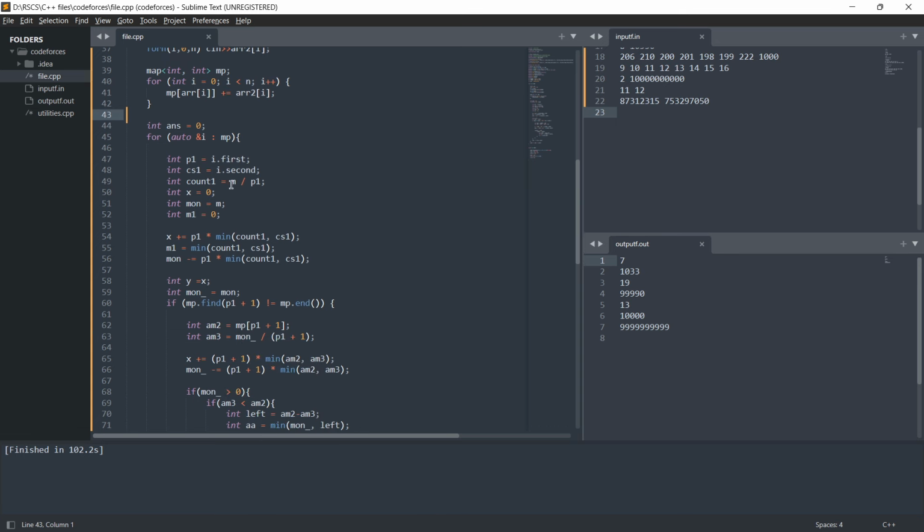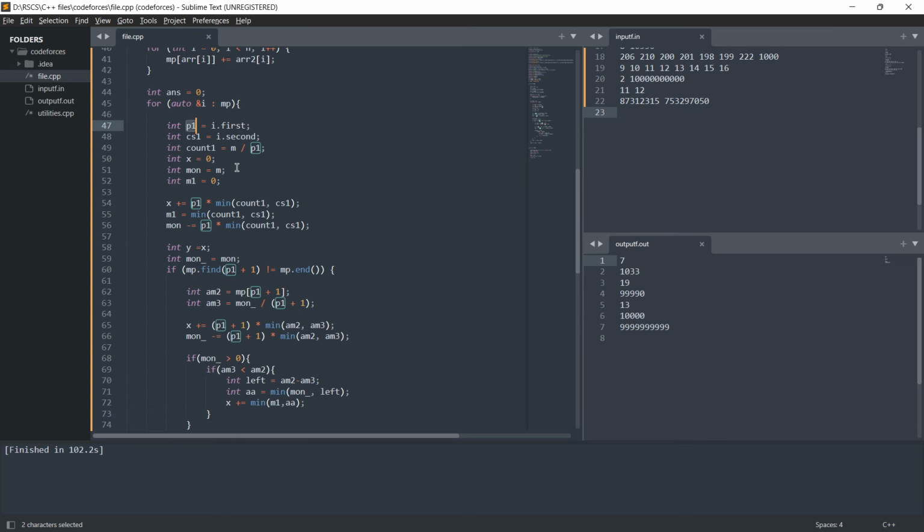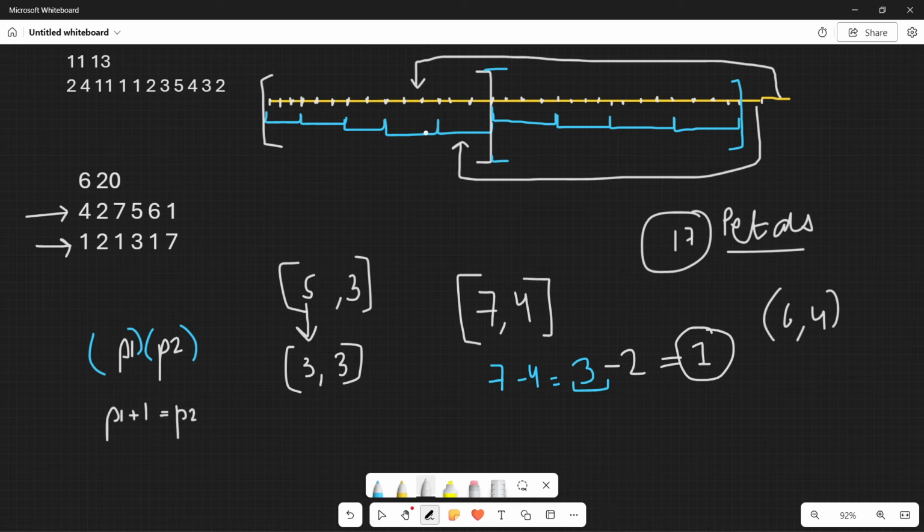Now what I'm doing? First of all, counting. This is the number of petals in flower 1. This is the count of flower 1. Okay. Now what I'm doing? I'm utilizing flower 1 at its fullest capacity. Okay.